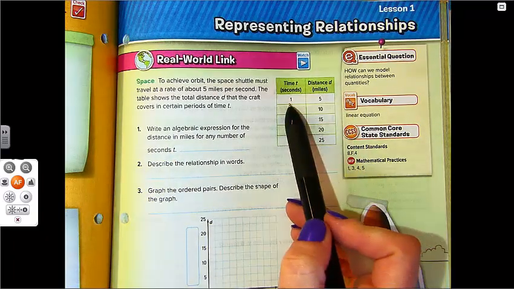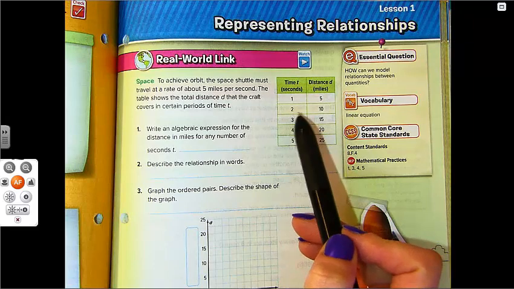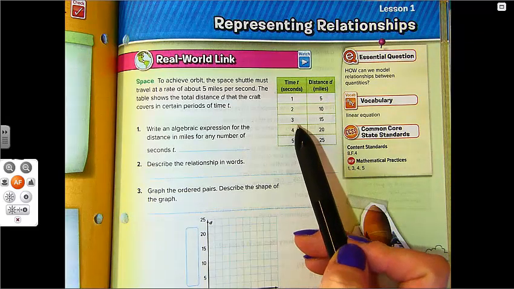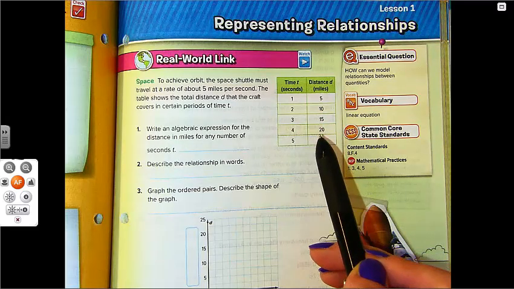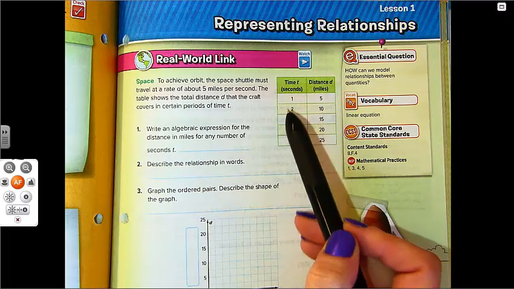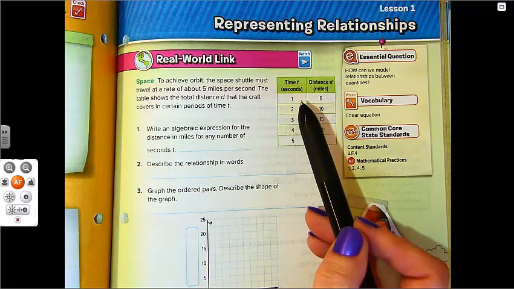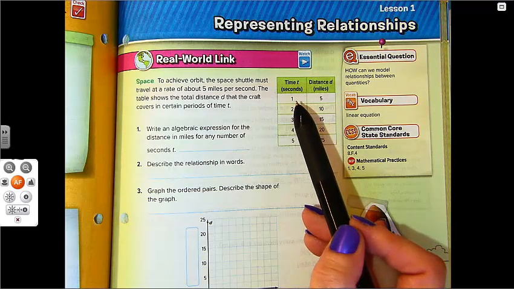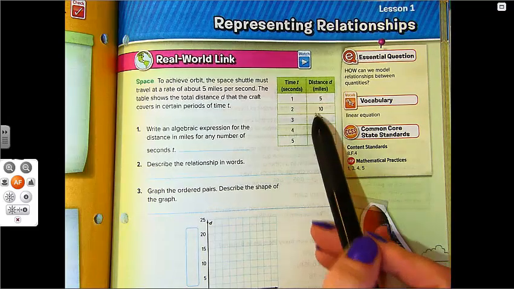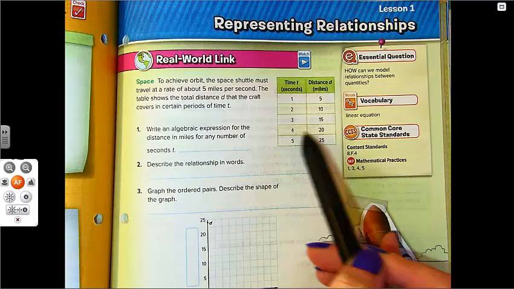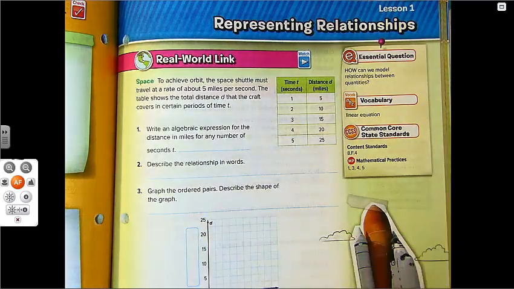for 1 second, it goes 5 miles. For 2 seconds, 2 times 5 is 10. For 3 seconds, 3 times 5 is 15. For 4 seconds, 4 times 5 is 20. What am I taking each of these seconds times to get how far it travels? Well, if you said 5, you're right, because this was 5 times 1. This is 5 times 2, 5 times 3, 5 times 4, 5 times 5. So it's 5 times however much time it takes.